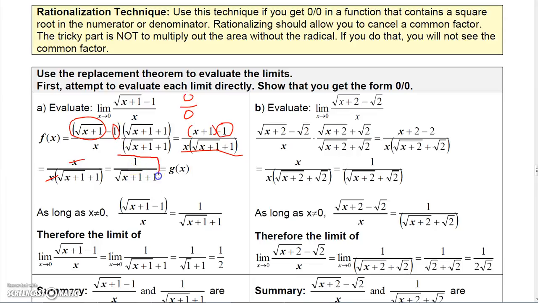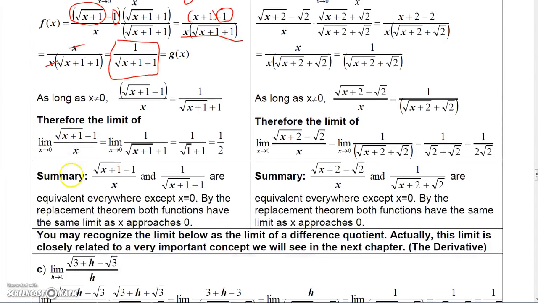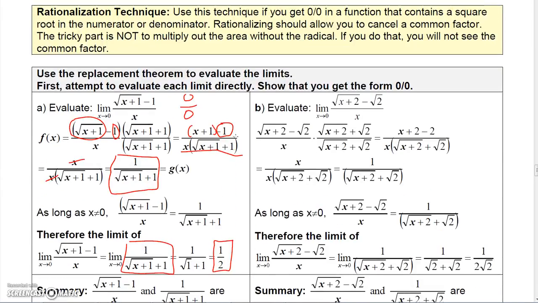So basically this is our replacement function. So now when I evaluate the limit, I replace it with this, and then I can plug 0 into this, and I get 1 over square root of 1 plus 1, which is just 1 over 2. So I find out the limit is a half.